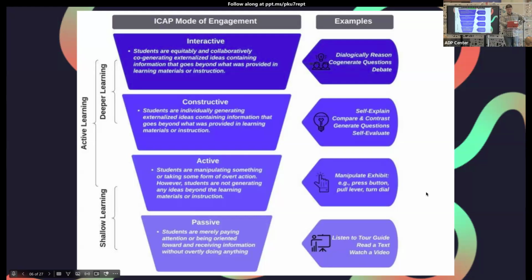But some examples, just to give you: straight up passive. We know a lot of what you're doing right now is passive, but I would also argue that it might be constructive. We'll get to that. But most likely passive, right? Reading a text, watching a video.